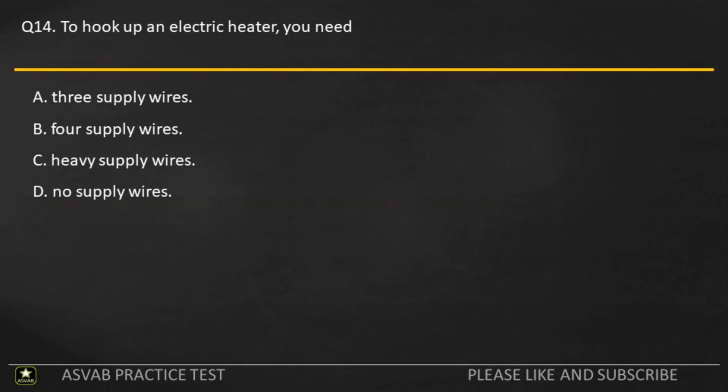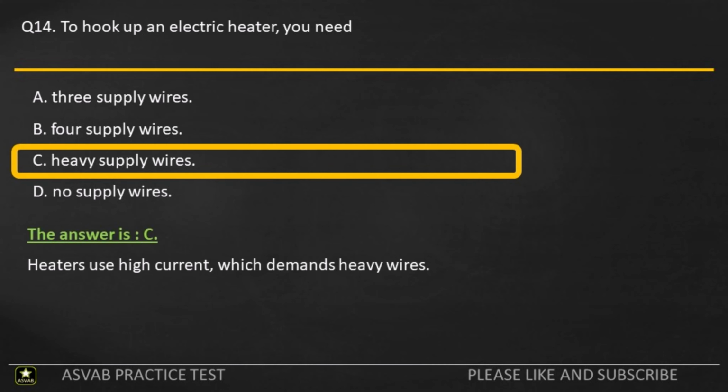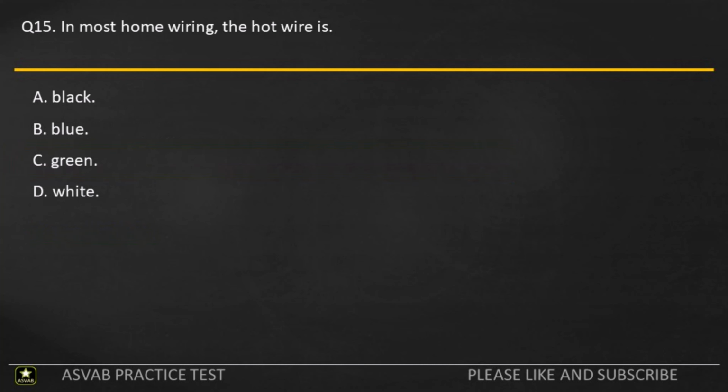Q14. To hook up an electric heater, you need A. 3 supply wires, B. 4 supply wires, C. Heavy supply wires, D. No supply wires. The answer is C. Heaters use high current, which demands heavy wires.